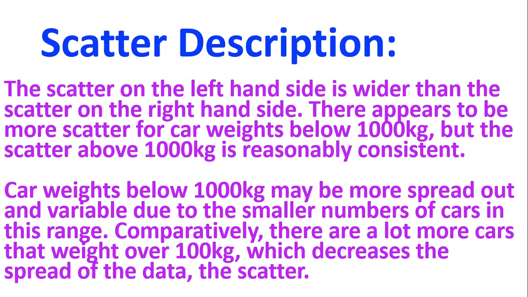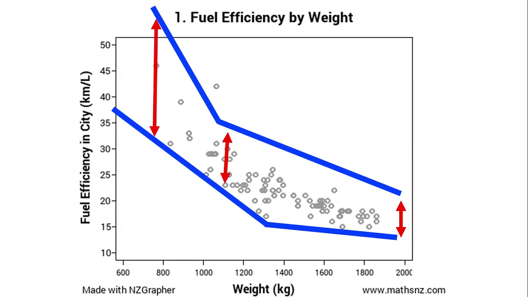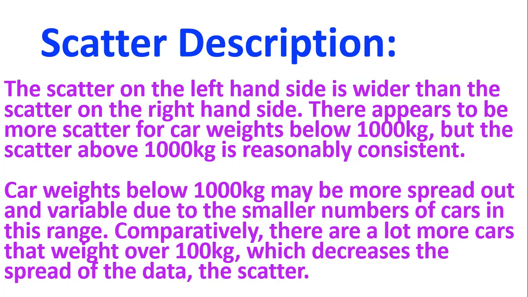This is where I'm telling the story. Can I think of a reason to explain that? Car weights that are below 1,000 might be more spread out because of the small number of cars in that range. Just go back to the graph. There aren't as many cars in that range below 1,000 kilograms. There are only 1, 2, 3, 4, 5, 6 or 7 values that I can see, whereas above 1,000 kilograms there's a lot more values. If I've got more information, the spread of my data is going to be smaller because my accuracy is increasing.